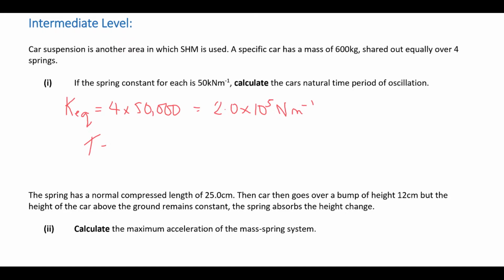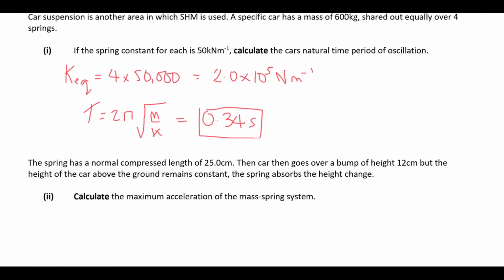Time period is calculated using this equation, like this. So let's put in our value. So our mass is 600 divided by 200,000 square rooted times 2 times pi gives us a time period of 0.34 seconds to 2 significant figures. All right, let's go on to the next part.